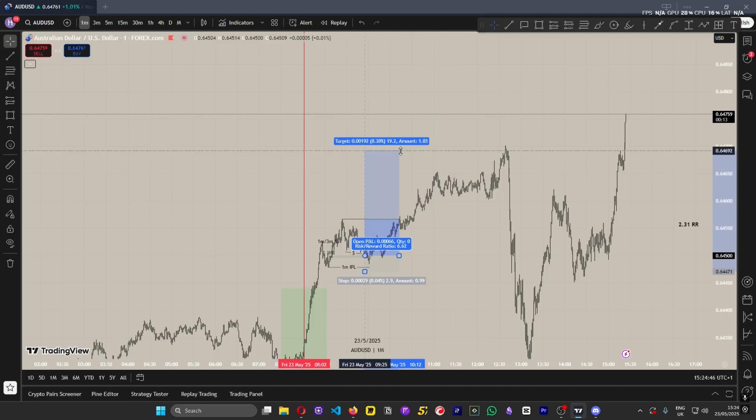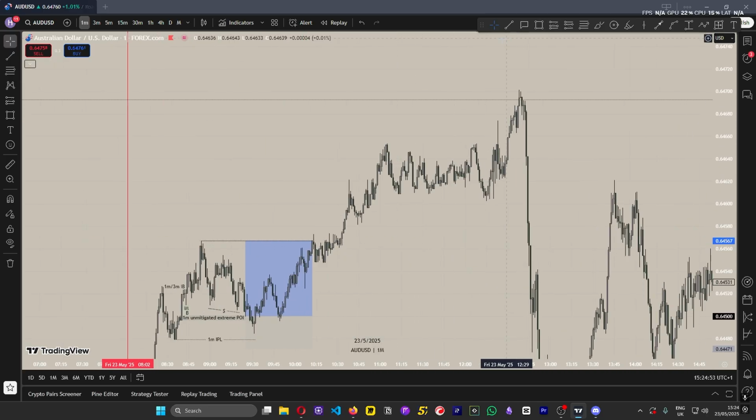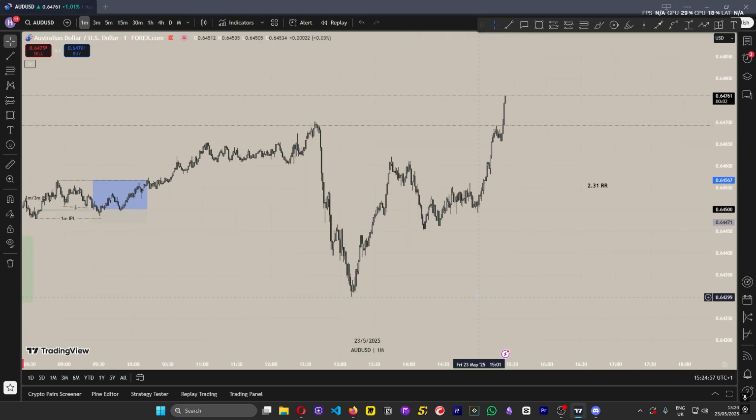You could have potentially done that if you want to be risky, but since it's a 1-minute trade, I'm going to be targeting the 1-minute structure. There were more setups right here, but the confluences were not the greatest, so I did not take anything there.